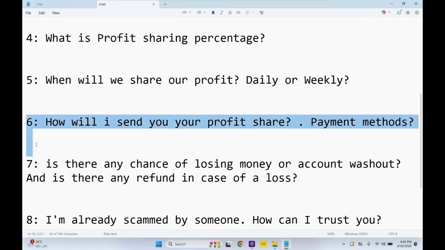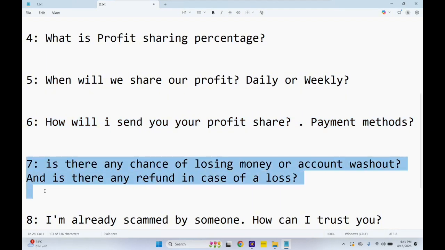So question number 6 is, how will I send you your profit share? What are the payment methods? Okay guys, you can send me my profit share by using crypto wallets like Bitcoin, USDT TRC20 or USDT BEP20, and you can also send me using Binance Pay ID. Mostly my clients are using crypto wallets to send me my profit share.